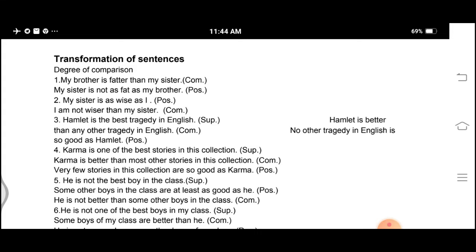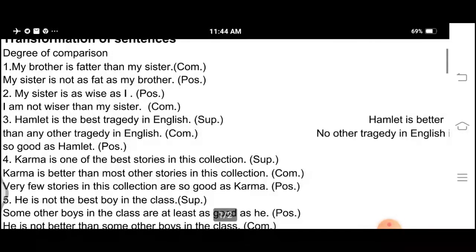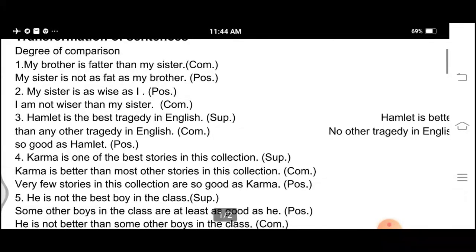My brother is fatter than my sister. It is a comparative sentence, so you have to make it positive. My sister is not as fat as my brother. As you know, only the structure has been changed here without changing the sense.